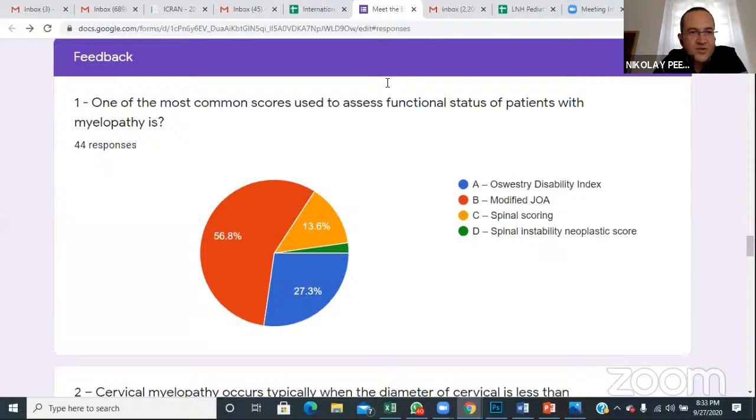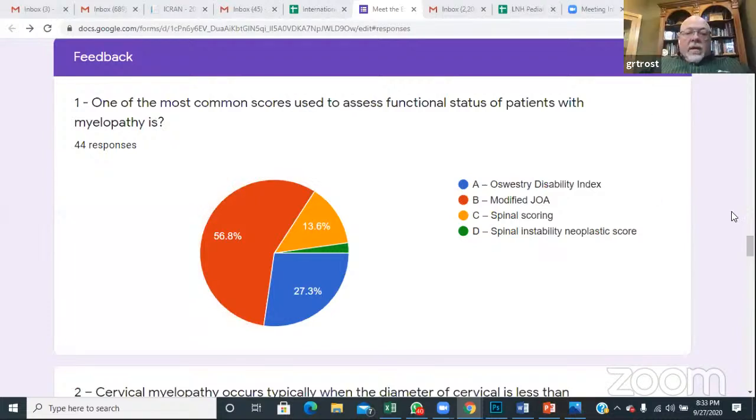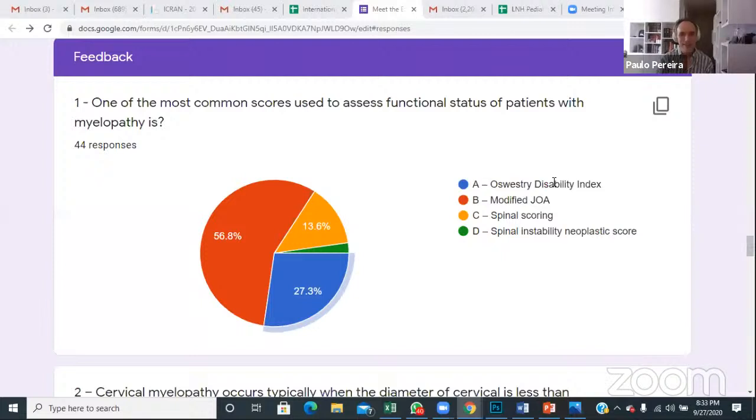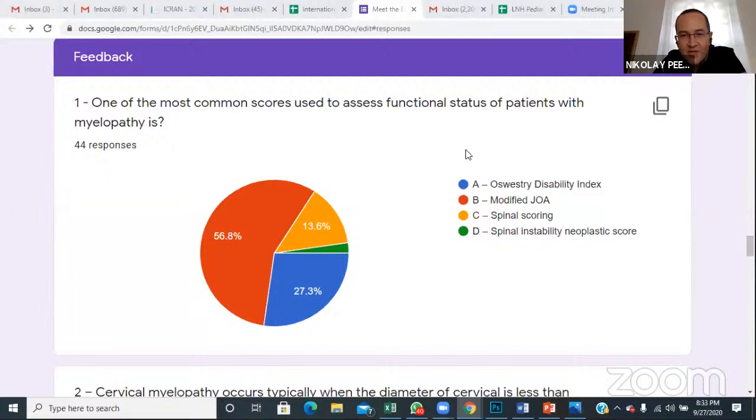Okay, so the first question we have here: one of the most common scores used to assess functional status of patients with myelopathy. Your turn, everybody vote. Looks like they voted already. We already have the answers there. The winner of the vote is modified JOA, and this is the correct answer. Okay, next one.